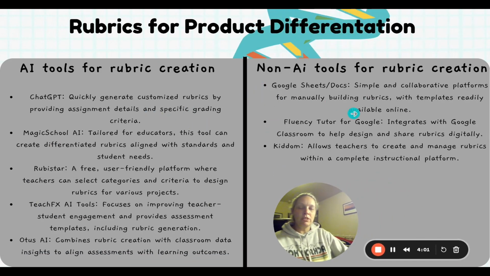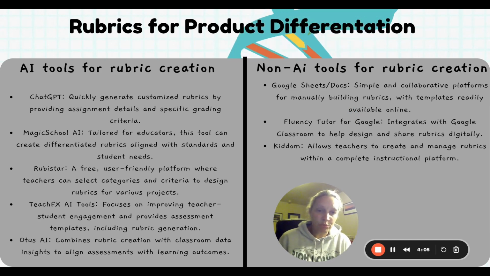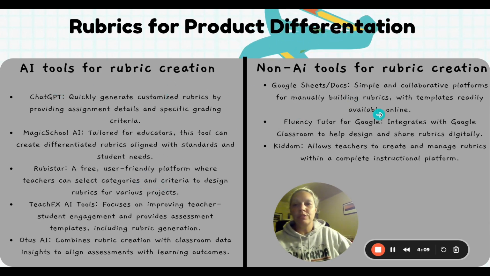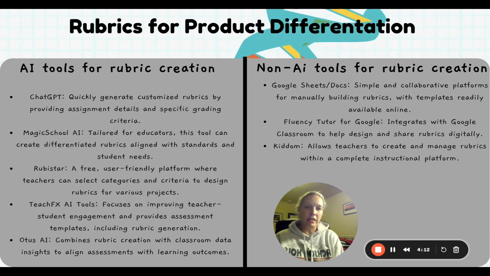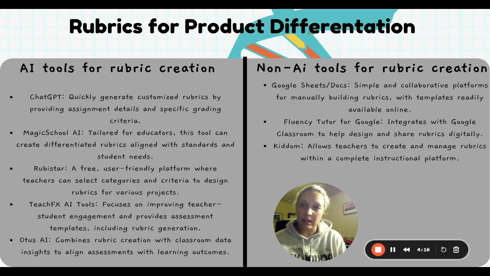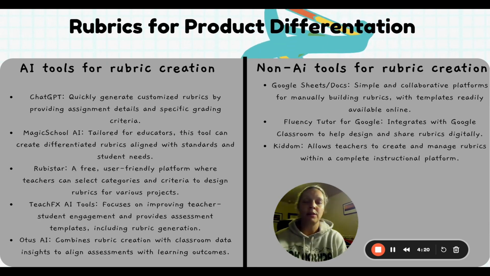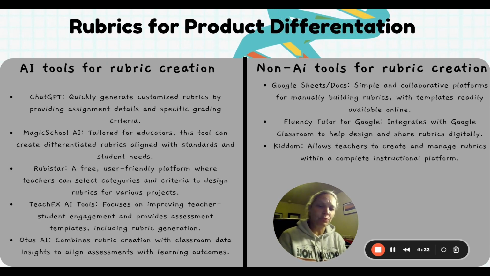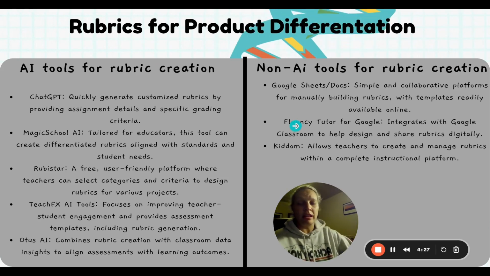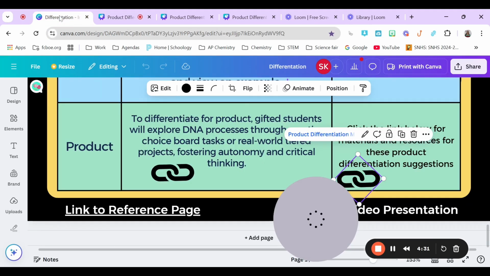I find that my gifted students are very receptive to the rubric and how they can make the best score possible. And I broke this down into AI tools versus non-AI tools. The AI tools include things like ChatGPT, MagicSchool AI, and Rubistar, and then the non-AI tools, your Google Sheets, your Google Docs, which already have templates built in for rubrics, Fluency Tutor, and Kidblog. So all these are ideas for product differentiation.